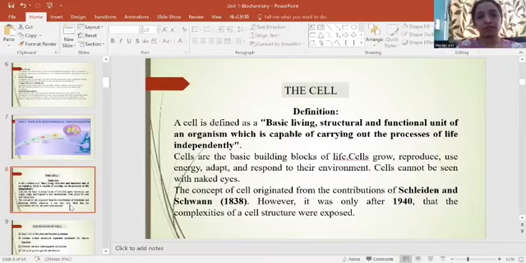Cells are the basic building blocks of life. They grow, reproduce, use energy, adapt and respond to their environment. The concept of a cell originated from the contributions of Schleiden and Schwann in 1838. However, it was only after 1940 that the complexities of the cell structure were exposed.